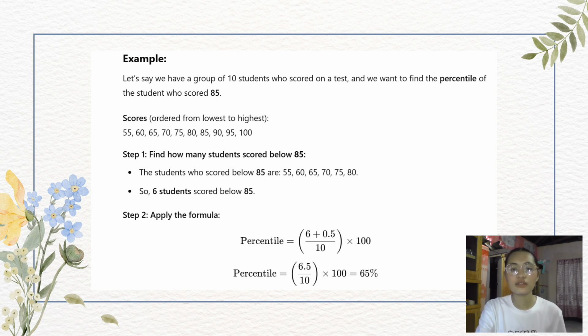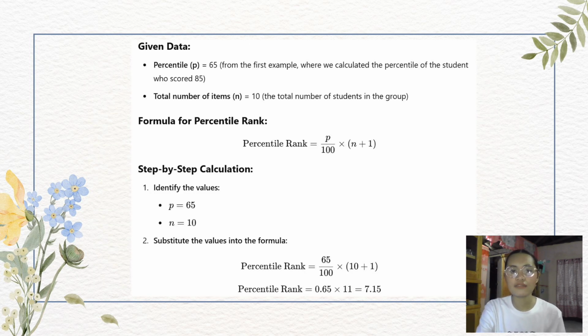Percentile is equal to the number of values below the score divided by the total number of scores times 100. We can see that the percentile is equal to 65%. The given data, percentile P is equal to 65. From the first example, we calculated the percentile of the student who scored 85. The total number of items, or N, is equal to 10 because we have a group of 10 students. So the formula for percentile rank, as I have said, is P over 100 times N plus 1. As you can see on the screen, the percentile rank is 7.15.